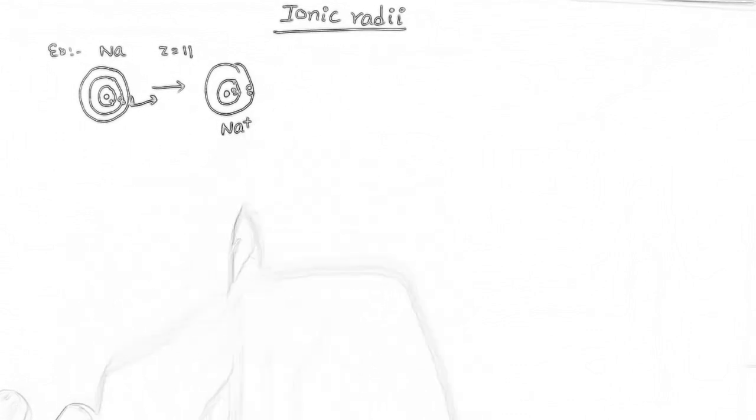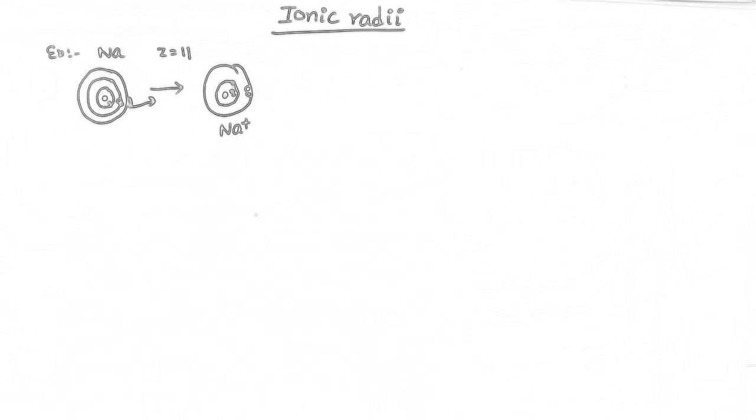When any element loses electrons, it gets a positive charge, and those ions are called cations. Already ఈ ions గురించి ఒక వీడియో చేసిన, ఒకసారి అది కూడా చూడండి. సో this is Na plus.